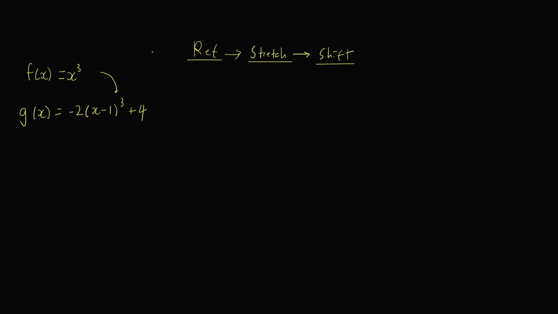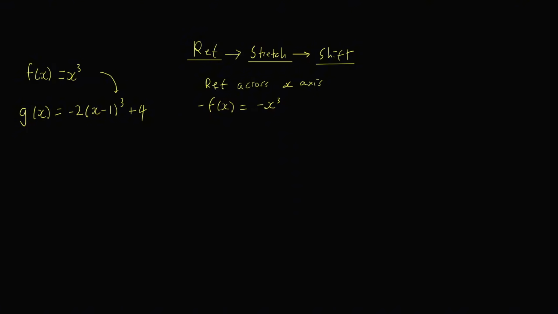There's a negative here, so that's a reflection. So let's say reflection across x-axis. So that means negative f of x, which is equal to negative x cubed.